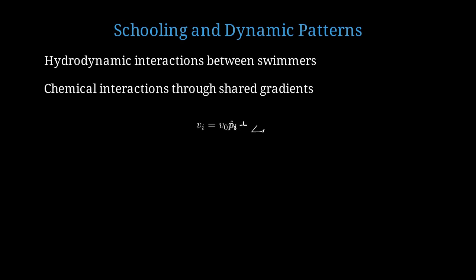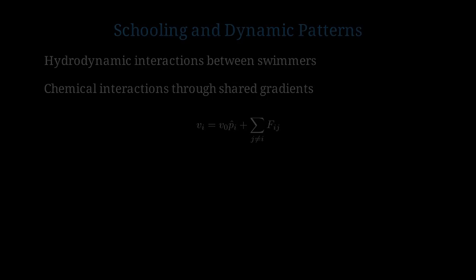We can write a simple model where the velocity of particle i equals its self-propulsion velocity v0 times its orientation vector p-hat i, plus a sum over all other particles j of interaction forces Fij. These forces encode both hydrodynamic and chemical couplings.